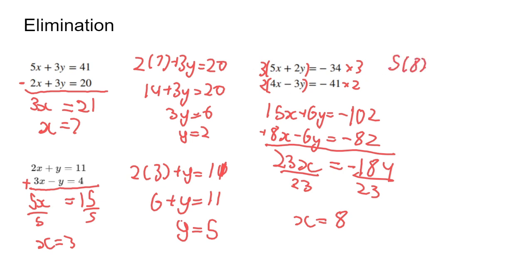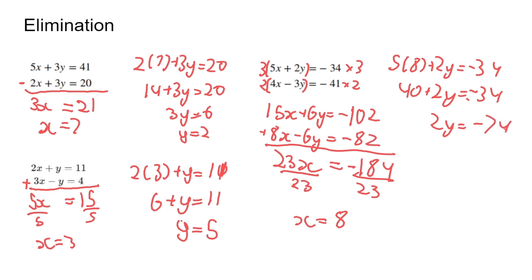5 times 8 plus 2y equals negative 34. 40 plus 2y equals negative 34. 2y equals negative 74. And y equals negative 37. So we have x and y.